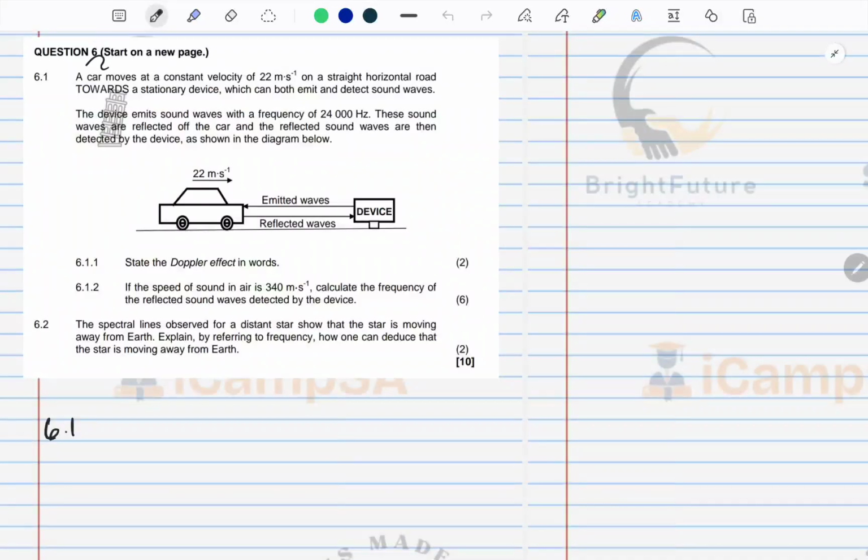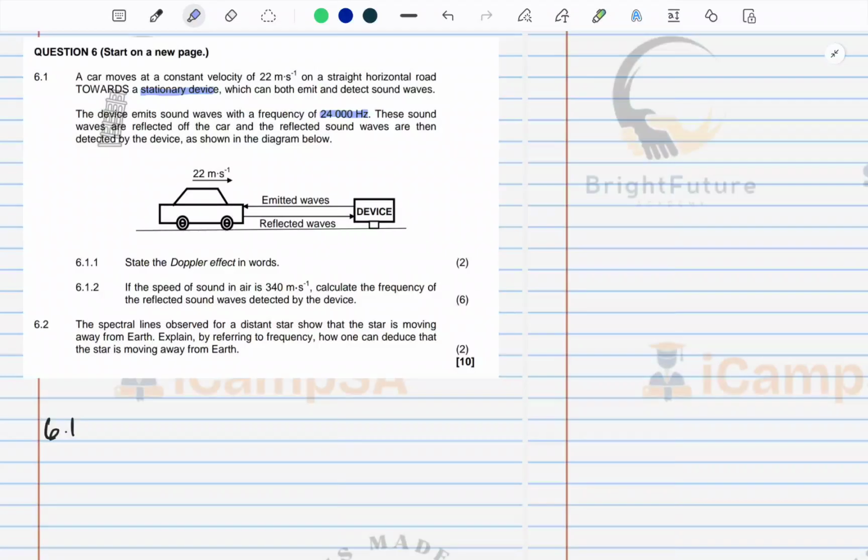Okay, so here they're saying a car moves at a constant velocity of 22 meters per second on a straight horizontal road towards a stationary device. Our observer or listener is going to be this device, which can both emit and detect sound waves. The device emits sound waves with a frequency of 24,000 hertz. These sound waves are reflected off the car, and the reflected sound waves are then detected by the device.